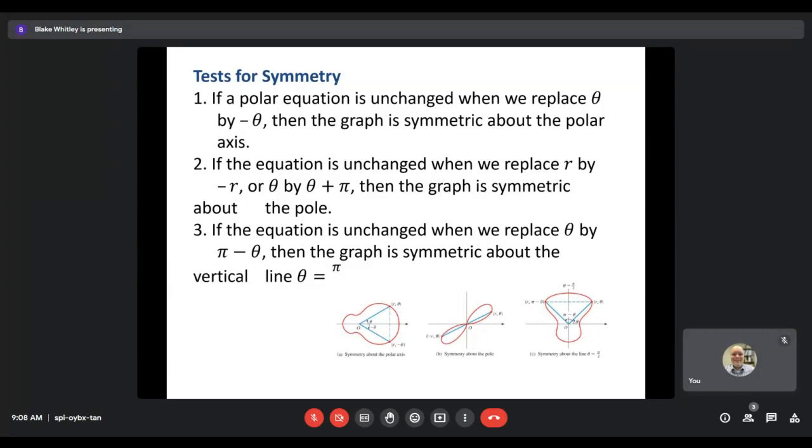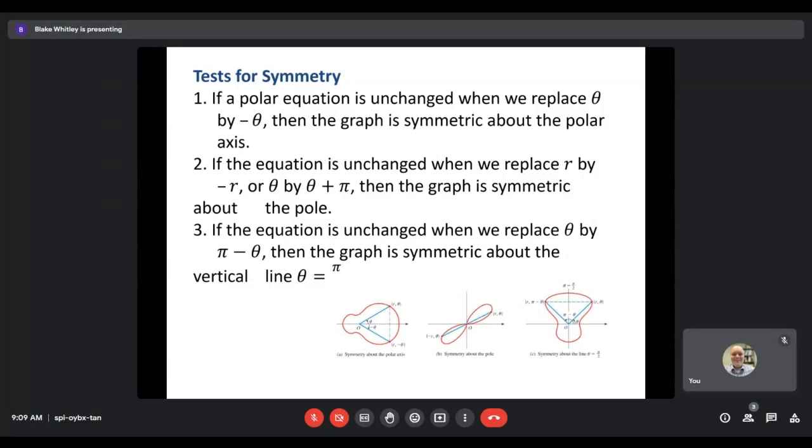And so just think along the horizontal axis, if you replace theta with negative theta and get the same thing you started with, then it's going to have symmetry about that axis. If the equation is unchanged if you replace r with negative r or theta with theta plus pi, so either of those two things, then it's going to be symmetric about the pole. Remember the pole being like the origin.